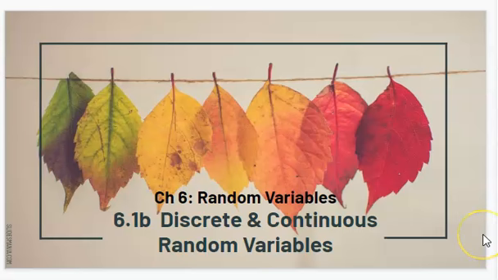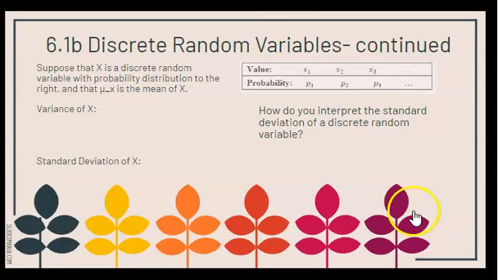Alright, in 6.1b, we're going to look at discrete variables and continuous. So we're going to look at the differences and how you handle those in this section. Okay, so we ended the last video discussing how to find the expected value of a discrete random variable.